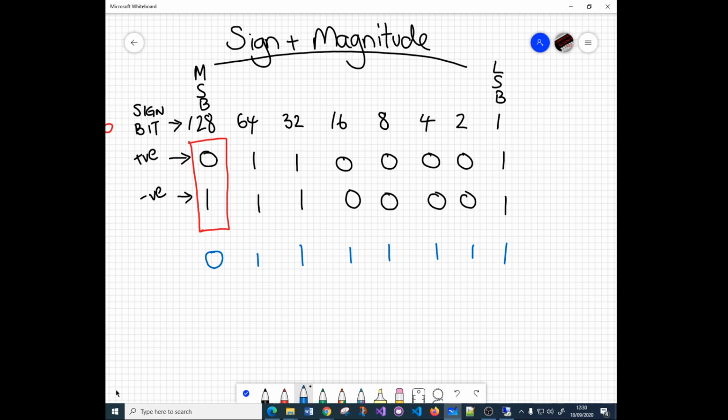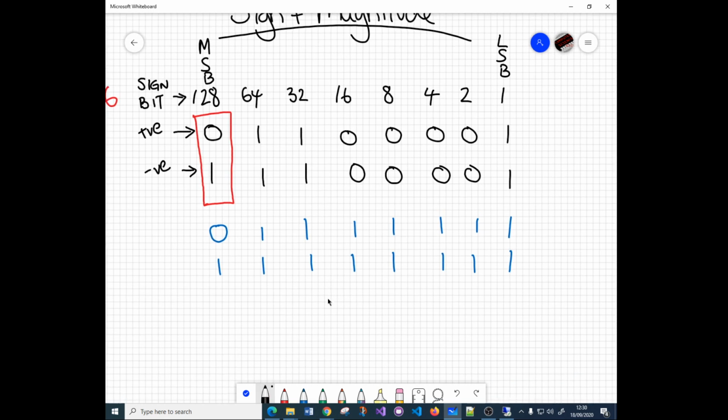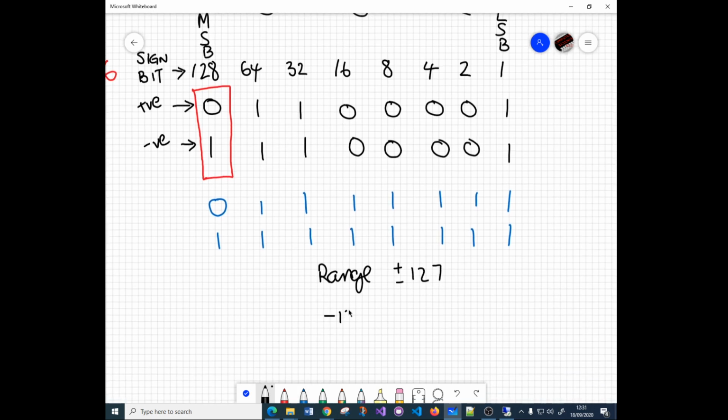It's easy. The biggest negative value is going to be a 1 and all the 1s. Which isn't 255, it is minus 127. So the range with sign and magnitude is going to be, and you can write it however you want, sometimes we write ranges like that, plus minus 127. Again, I still probably prefer to do that.